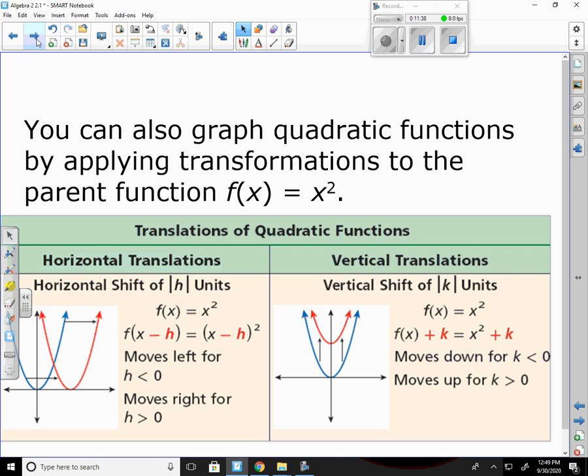You can also graph quadratic functions by applying transformations to the parent function. As we go, it's going to be too much work to be plotting points all the time. To plug values into these functions nonstop is just not feasible. So we're going to use the transformations that we did for linear, and we're going to apply them to quadratics.